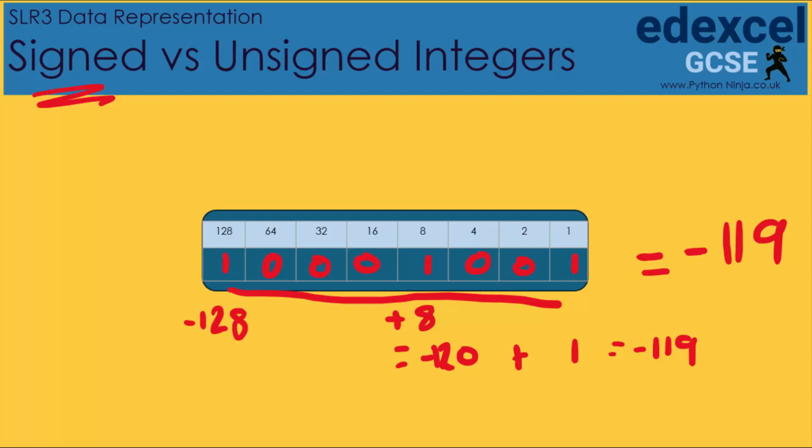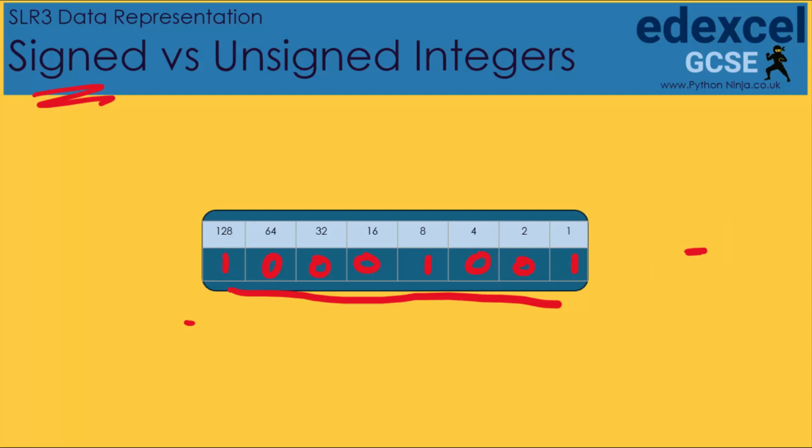Now, signed integers can be positive or negative numbers, which causes some confusion because we can represent positive numbers using unsigned integers, can't we?